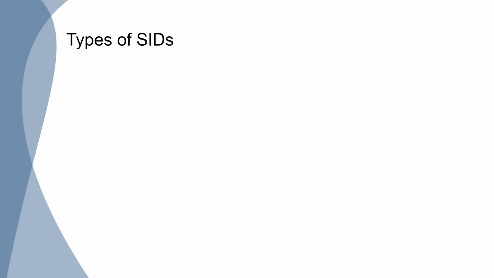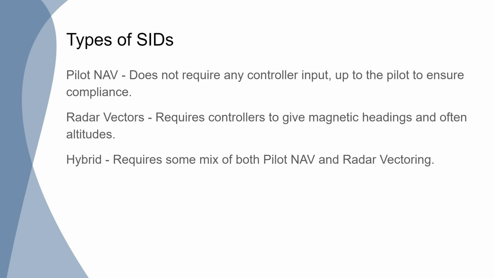There are three types of SIDs, as we covered earlier. Pilot nav, which does not require any controller input, is up to the pilot to ensure compliance. Radar vectors, which requires controllers to give magnetic headings and often altitudes. And hybrid, which requires some mix of both pilot nav and radar vectoring.